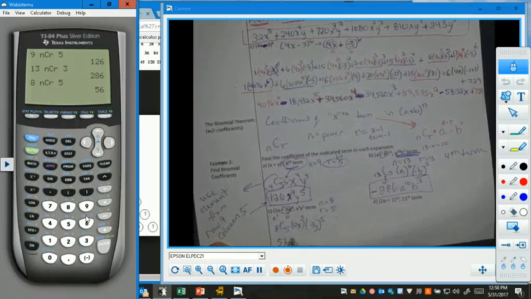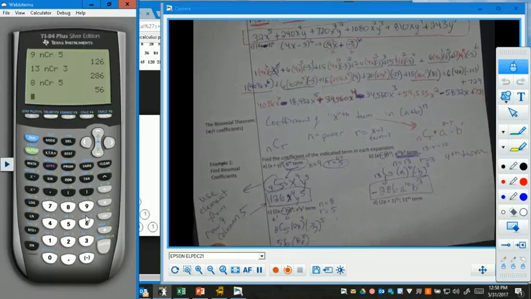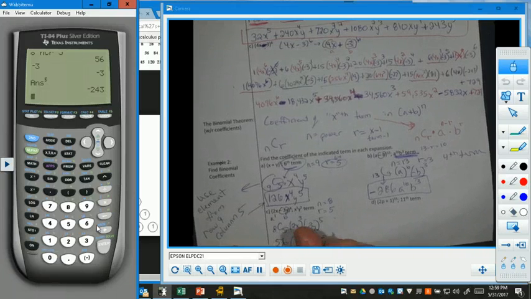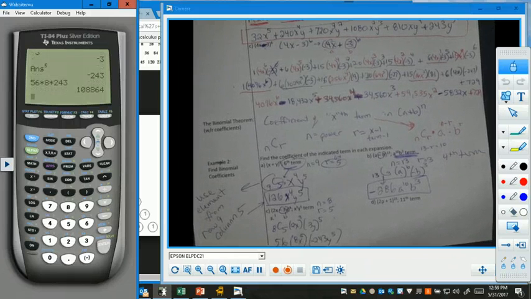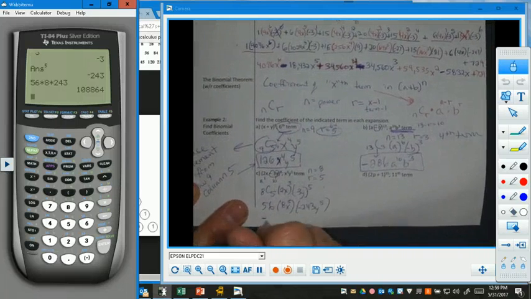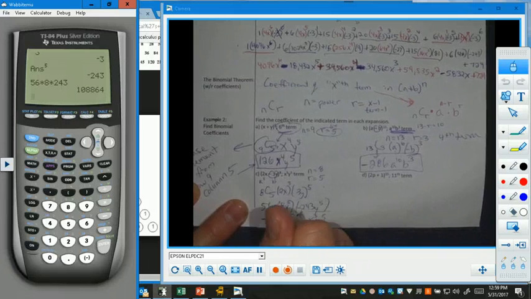the 5th. Well, 2 to the 3rd is 8, so that's 8x to the 3rd. And negative 3 to the 5th is going to be negative, but I'm just putting it in here anyhow. Negative 243 y to the 5th. So when I multiply this, 56 times 8 times negative 243 is going to give us a negative answer. My final answer is going to be negative 108,864 x cubed y to the 5th.